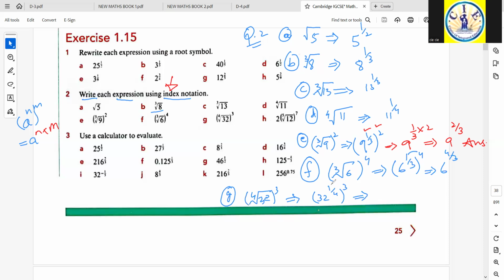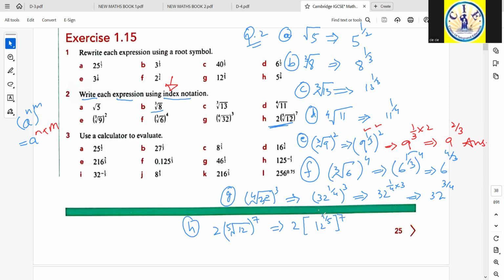Now again, two powers of 32, so we need to multiply them. 32 raised to power 1 by 4 times 3, which will give me 32 raised to power 3 by 4. And then finally part H, this one, 2 times fifth root of 12 whole raised to power 7. Don't panic from this 2. 2 would be the same. For this, I'm going to have 12 raised to power 1 by 5 whole raised to power 7.